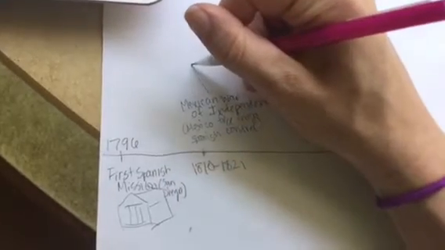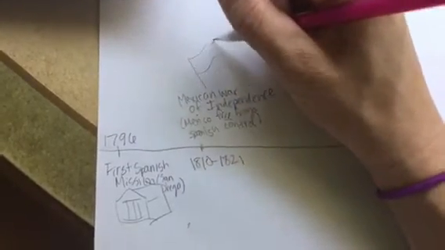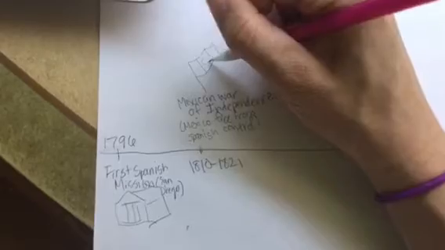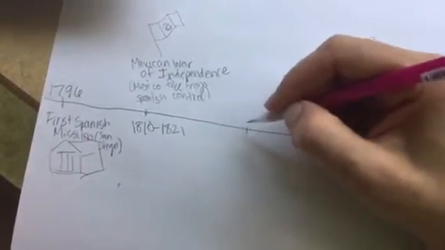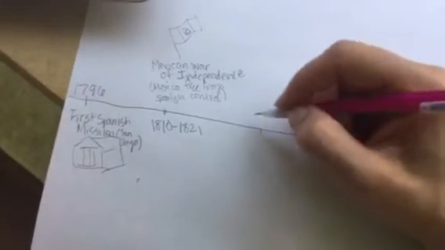Like the 3 colors. I'll do a little symbol in the middle. Make it better. And then my third event was when the last mission was built. So I'm going to put the date up here.